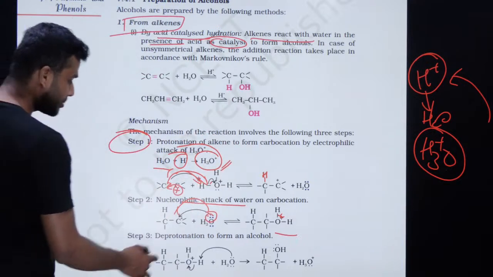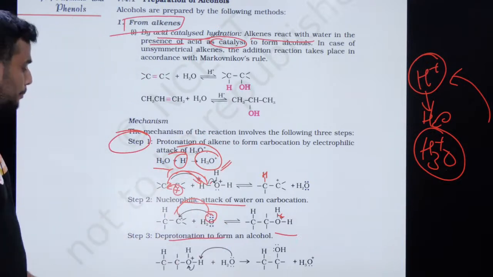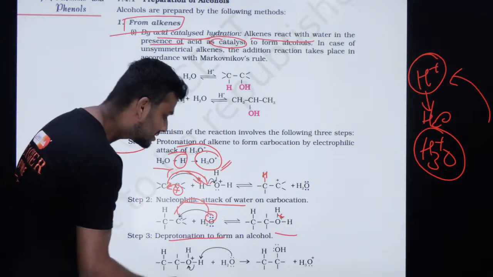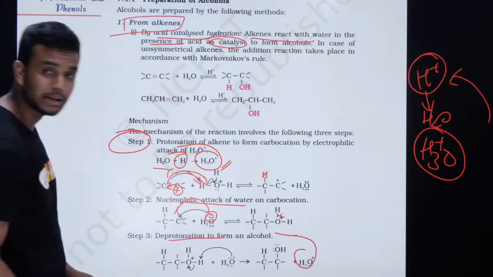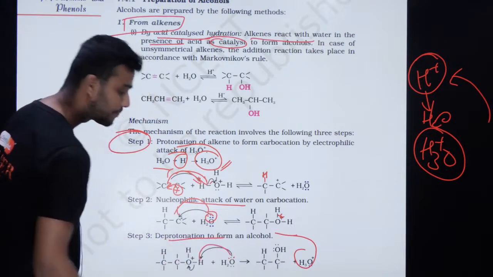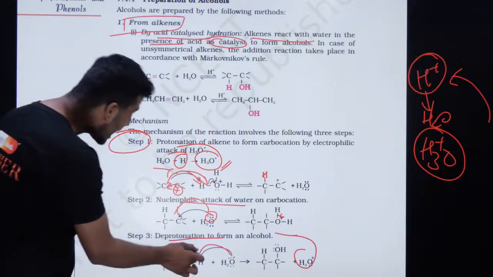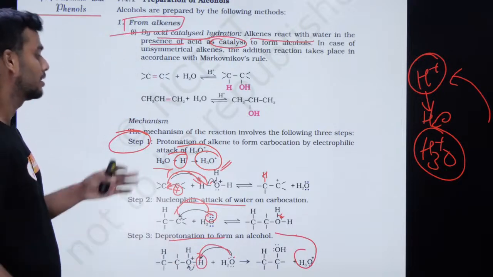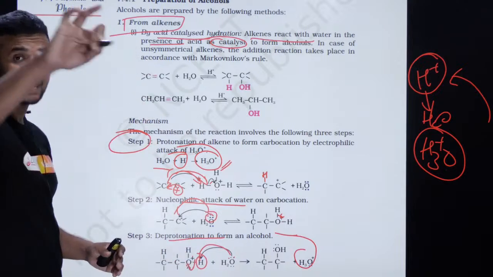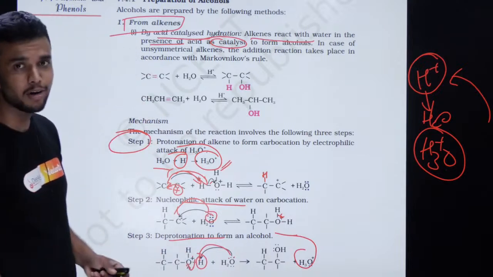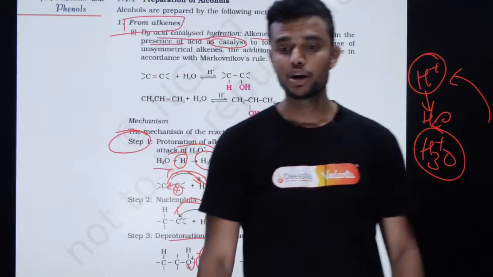And then in the last step, what happened? Deprotonation. Similarly, an H3O plus molecule is forming. The lone pair present on oxygen attacks the hydrogen which is present on the oxygen of the protonated alcohol, and the entire bond moves to the oxygen, then the positive charge is neutralized.